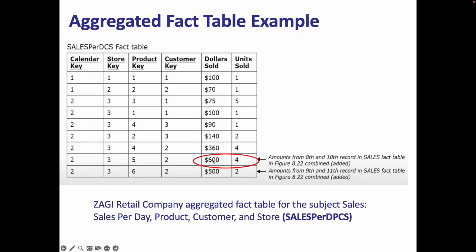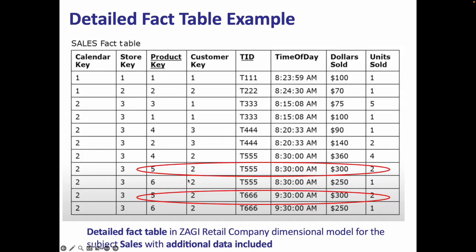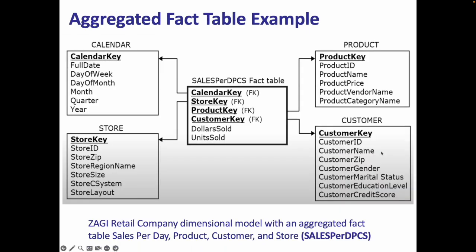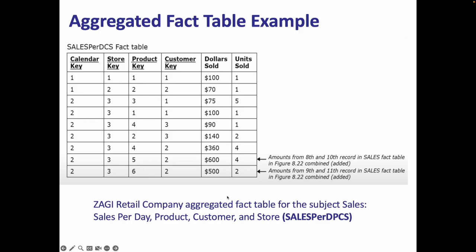The same is true, for example, for this one. So the amount from the 9th and 11th record in the sales fact table in figure 8.22 combined. So this is also combined from customer 2 on product 6. So combine this one with this one. It was 250 here, spent 250 here, and then maybe not even the same product, a different product, but it's the total amount that he spent. It depends on how you want to aggregate data.